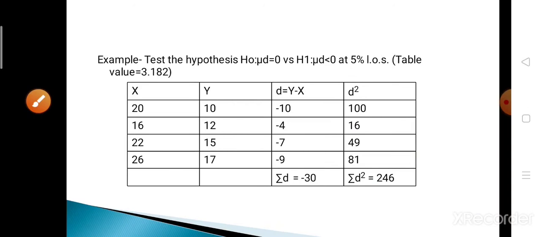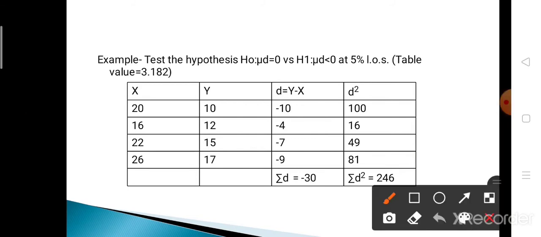Test the hypothesis H naught: mu d is equal to 0 versus H1: mu d is less than 0 at 5% level of significance. The table value, critical value, we are given is 3.182, and here we are given X and Y observations. That means this observation is before and here is after. Here we are given the before and after observations. That means the X and Y are dependent. That's why we use the paired T test.